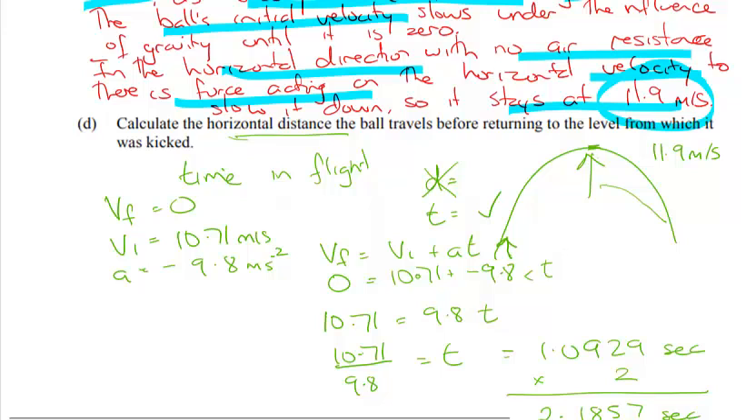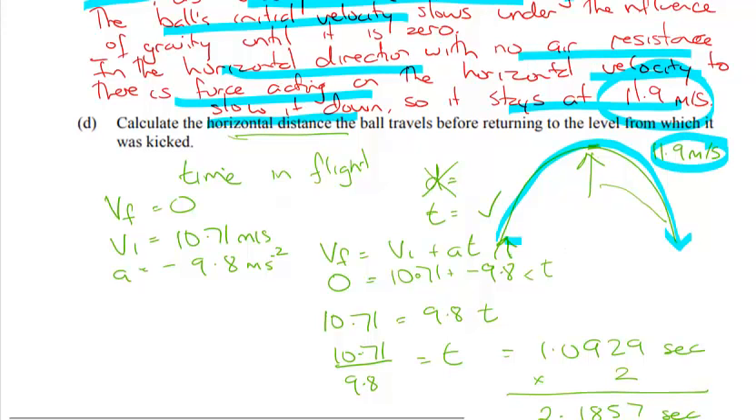Now, calculating the horizontal distance. Now, remember, when you're looking at this ball going like this, the horizontal velocity, which is 11.9, we need to work out the horizontal distance. So we need that, and we need to multiply it by how long it was in flight, so the time in flight. But when we work out the time in flight, we need to know how long it was in the air for. And how long it was in the air for, which is going up and down, is determined by the vertical velocity.